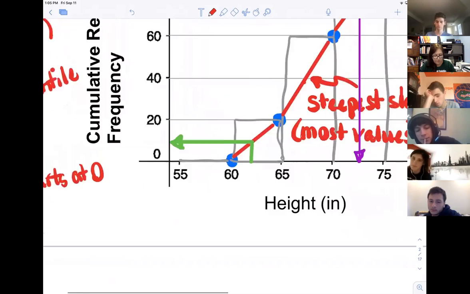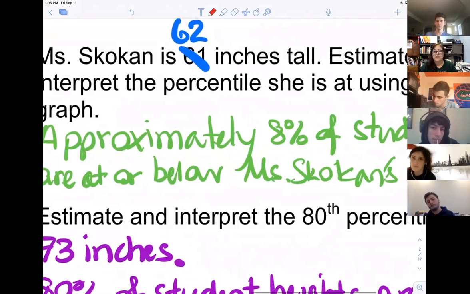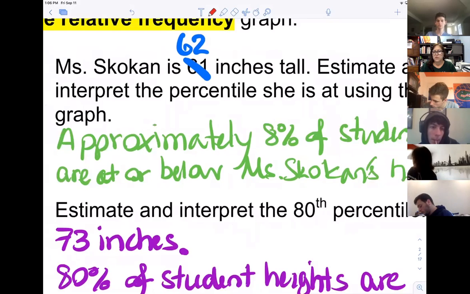So you should have come up with some small number. Mine showed around 8. We're reading it with our imperfect vision. So yours should say 8 or lower, right? You might have said 4th percentile, 5th percentile, something like that.